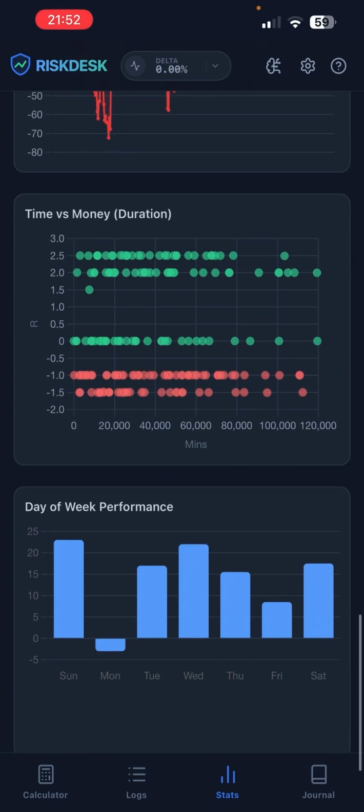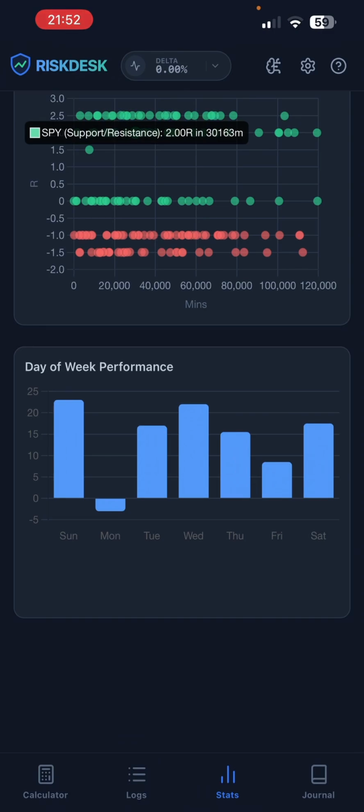This sample data looks a little bit synthetic here, but you can see a time versus money duration chart as well. So if you touch one of the dots, there you go. You can see what the trade was, what the result was, and how long that trade was open for. Ideally you want to see the red losing trades being open for a shorter period of time, and obviously the green winning trades being clustered into higher R and being open for perhaps a longer period of time. You can see also your day of the week performance.